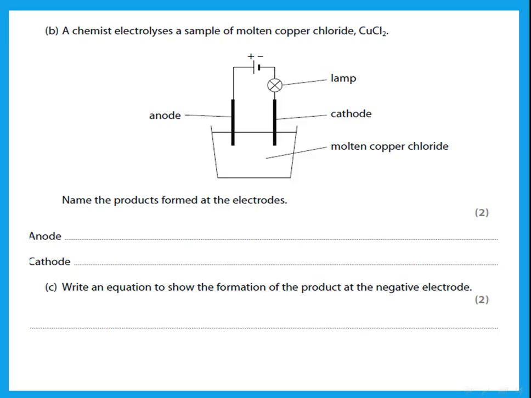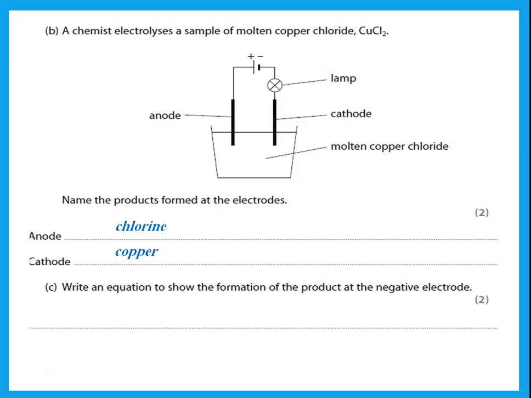Okay. A chemist electrolyzes a sample of molten copper chloride. Name the products formed at the electrode. So he has what? Molten copper chloride. So the anode is the positive, so it is the chlorine that will be formed at the anode. The cathode is the negative, so it is the copper ions that go there and will form copper metal. Remember that what is formed is the copper metal.